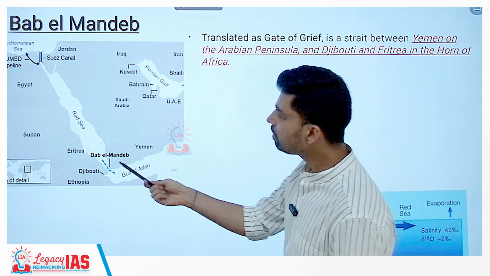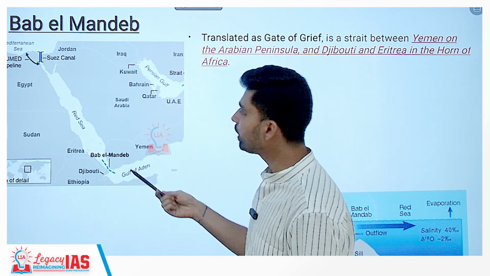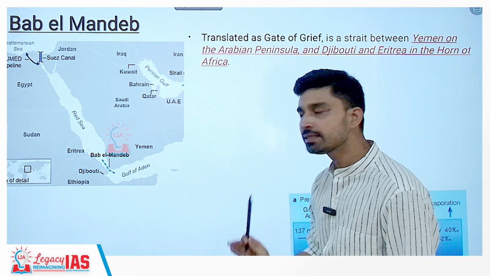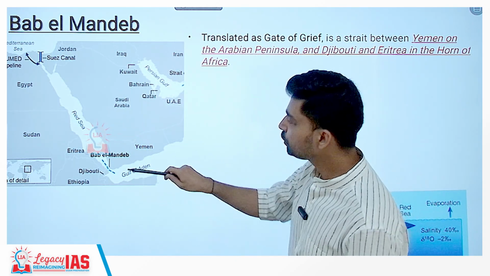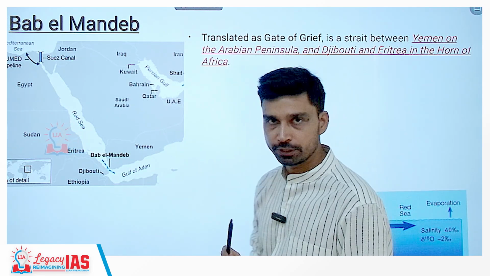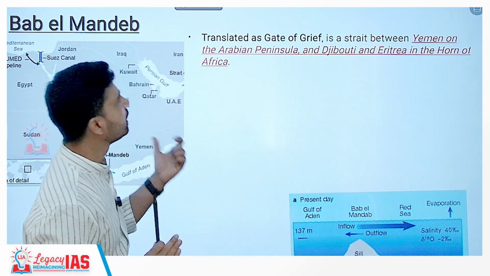So basically Bab al-Mandab, as you can see, is a narrow strait that connects the Red Sea and the Gulf of Aden. Also we can say that Bab al-Mandab is a strait that separates the Arabian Peninsula from the Horn of Africa region. That is how geographically you can understand its location.